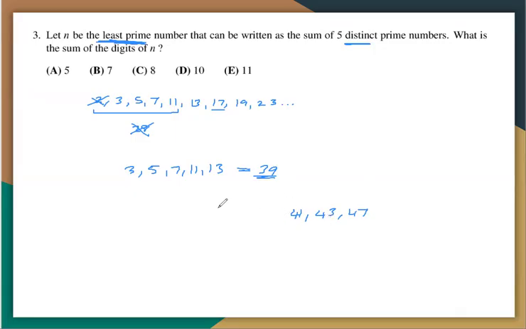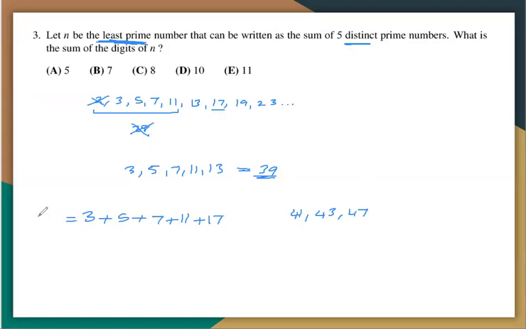So let's see if this is possible. If I try 3, 5, 7, 11, and 17. Instead of 13, I added a 17, which means our sum increased by 4. You can double check: that's 10, 15, 26, and you get 43.